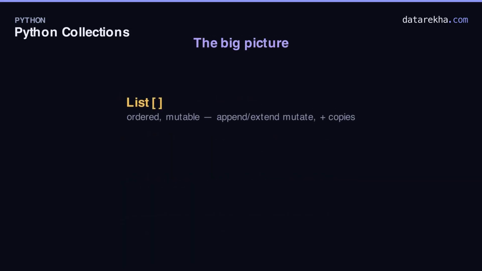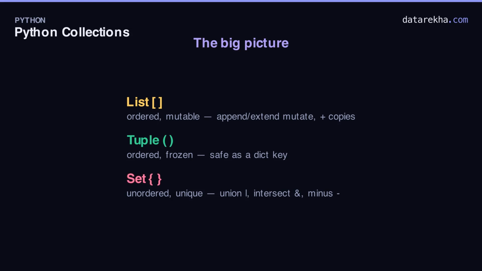Let's lock it all in. A list is an ordered, changeable row. Append and extend mutate it in place, while plus hands back a fresh list. A tuple is that same row, frozen, which is exactly what lets it serve as a dictionary key. A set is an unordered bag of unique items with union, intersection, and difference for combining them. And a dictionary maps keys to values for instant lookup.